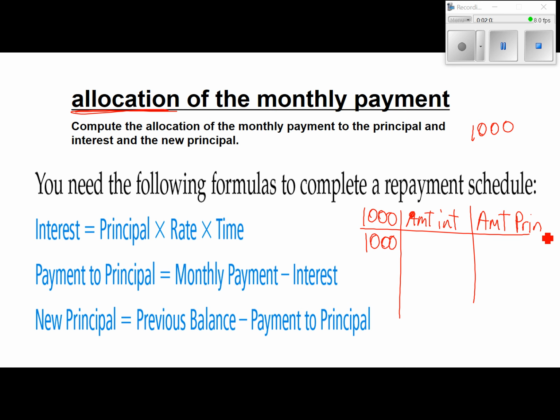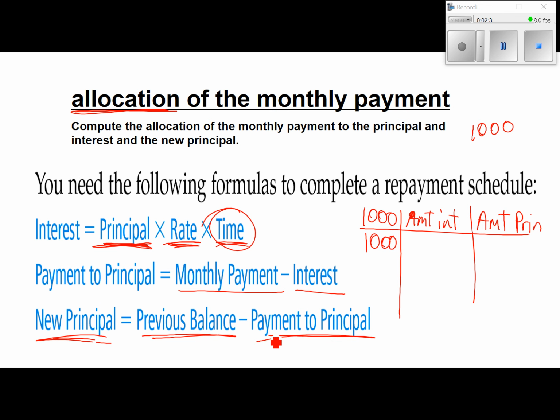Your interest is your principal times rate times time. We've talked about that. Remember, time always has to be in years. Your rate is the percentage, and the principal is the total amount of the loan, or the total amount that you borrowed. Your payment to principal is your monthly payment minus the interest. Again, we've done all these in the past. I just wanted to go back over them. Your new principal is the previous balance minus the payment to the principal.